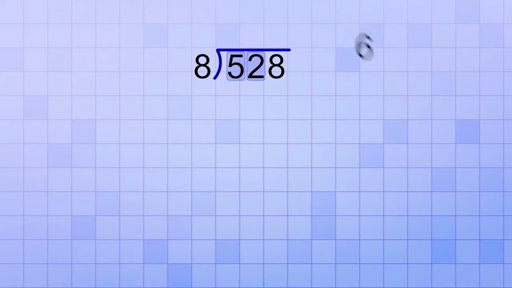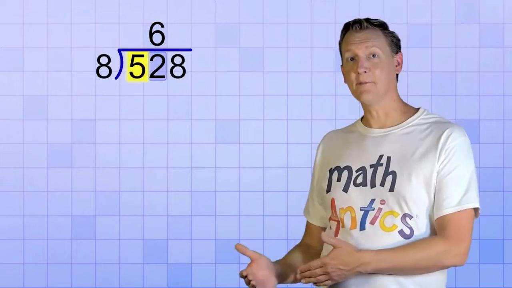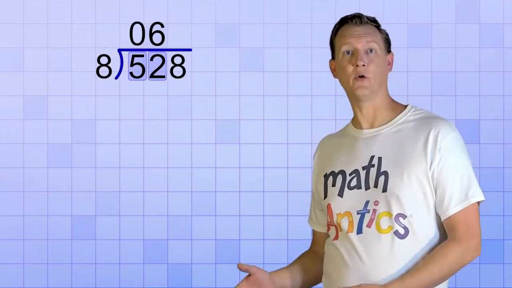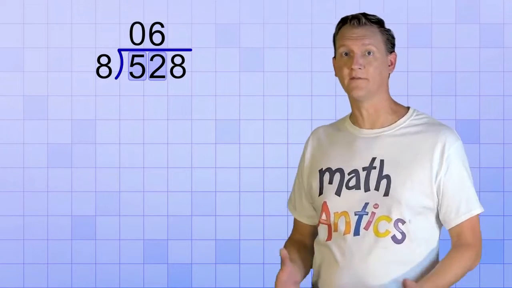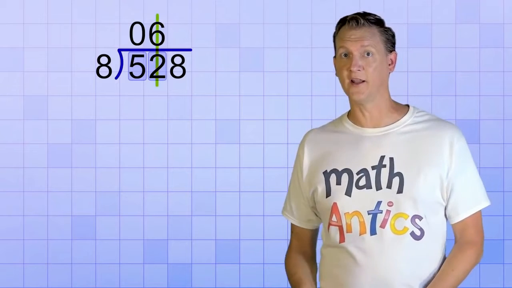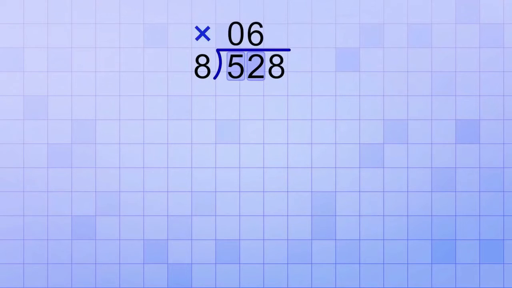That's better. 8 will divide into 52 about 6 times. So we'll put a 6 in our answer line, right above the 2. Why does it go there? Because we had to skip the first digit and group it with the 2. If we wanted to, we could have put a 0 above that first digit, since the 8 wouldn't divide into it any times. And if that helps you keep track of which answer digit you're on, then that's a good idea. But it's not required. So 6 times 8 equals 48, and then 52 minus 48 gives us a remainder of 4.